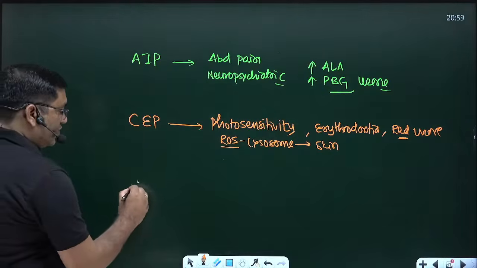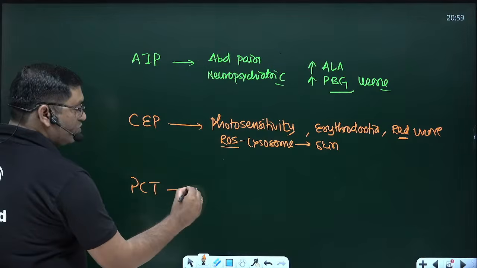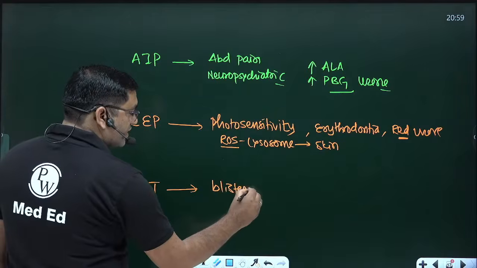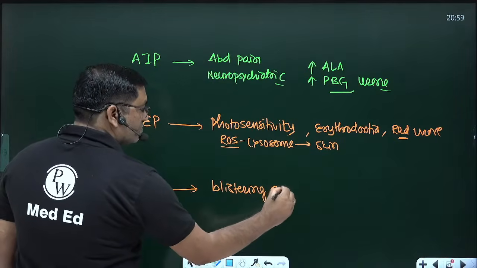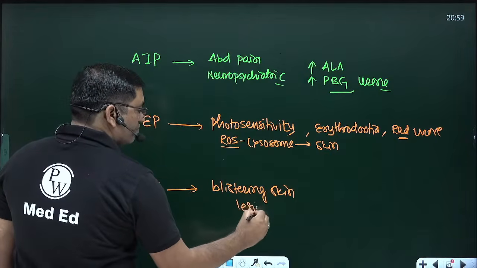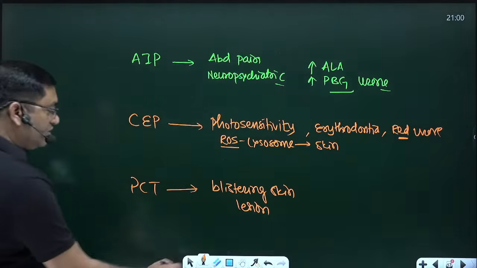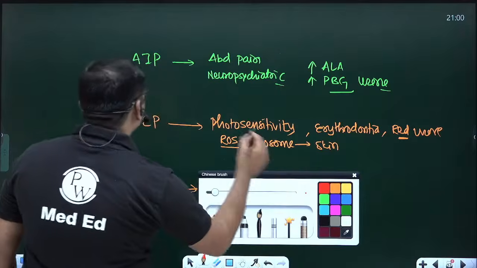And porphyria cutanea tarda, this is the most common porphyria. There are blistering skin lesions, meaning photosensitivity is there. Blistering skin lesions are there in porphyria cutanea tarda.